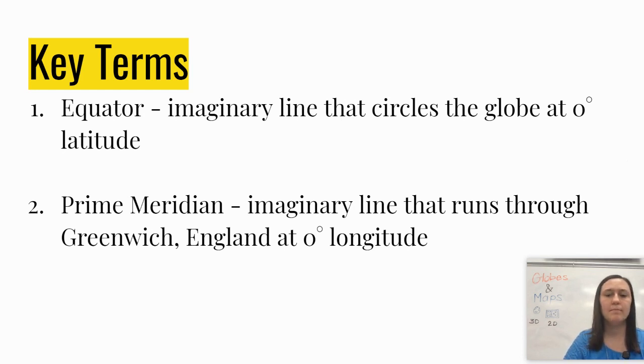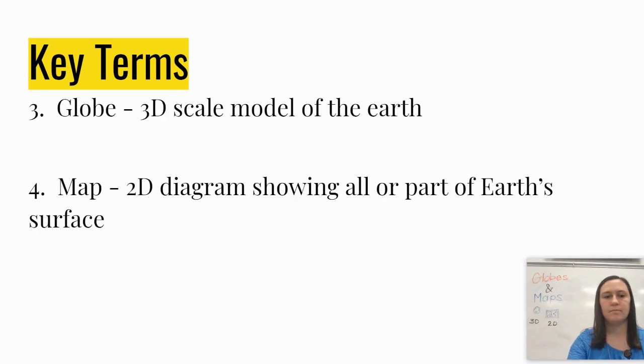Next, we have prime meridian. That's the imaginary line that runs through Greenwich, England at 0 degrees longitude. So Greenwich, England is where the prime meridian is, and it sort of just cuts the earth this way, longitude, at 0 degrees longitude.